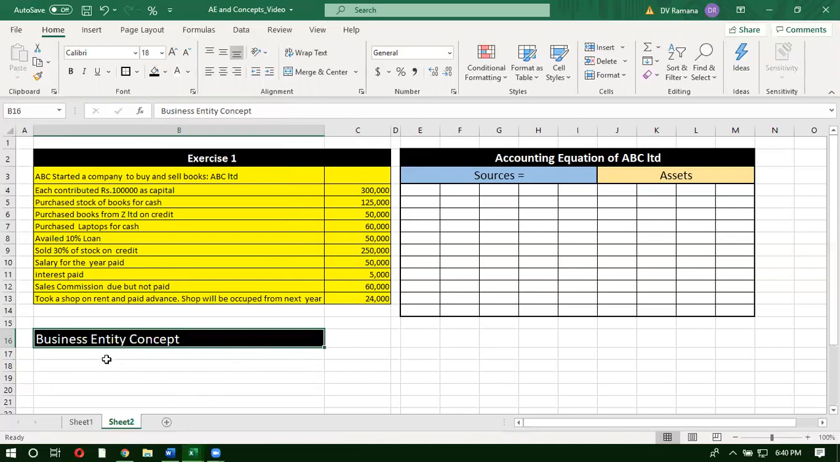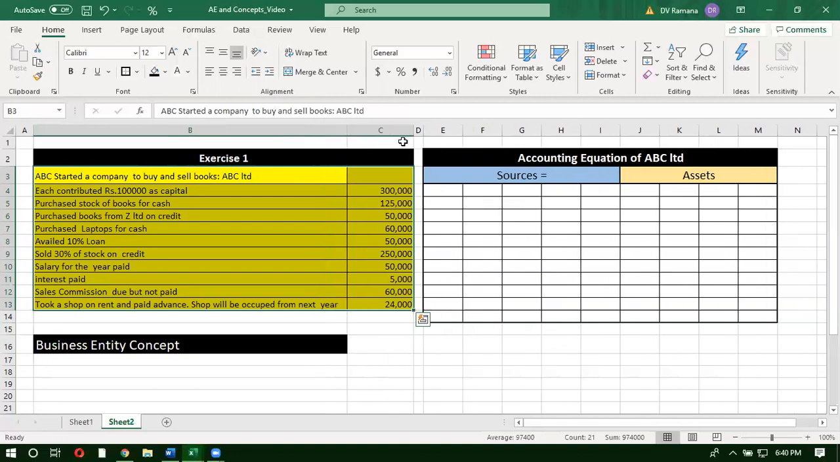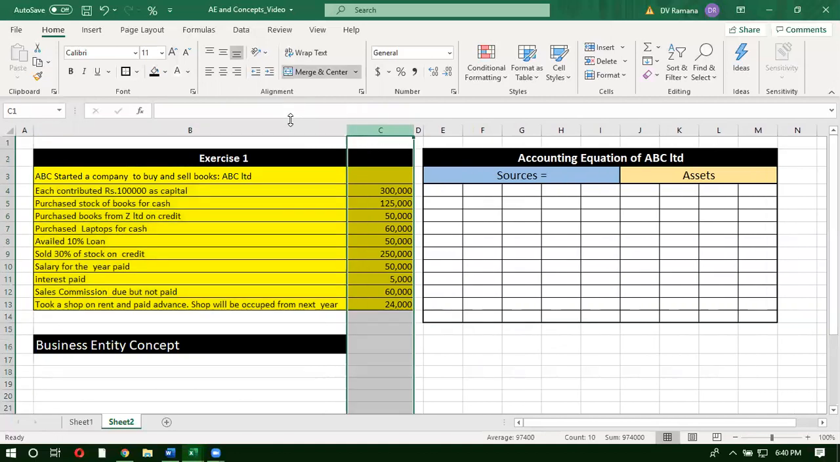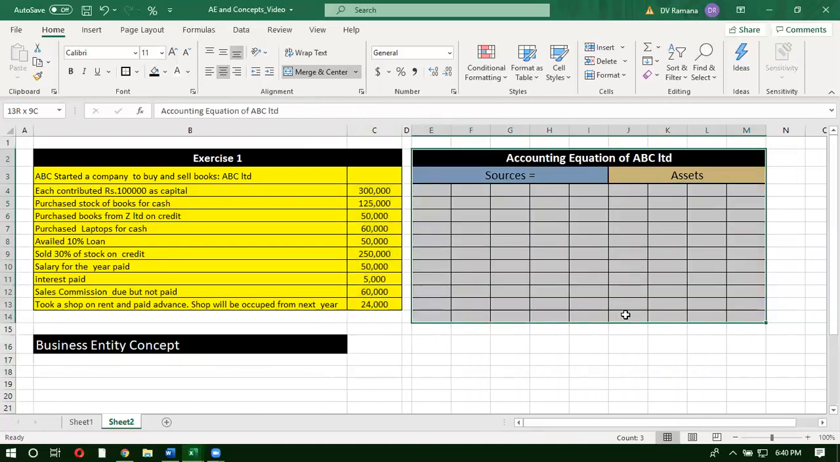So therefore, the personal transactions of the owners will not be recognized or recorded in the books of the entity. So therefore, this accounting equation is of ABC Limited, not of A, B, and C. And that is the business entity concept.